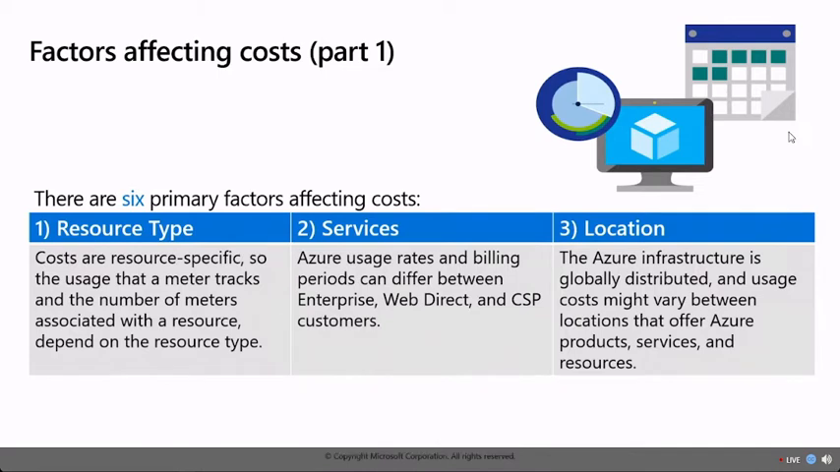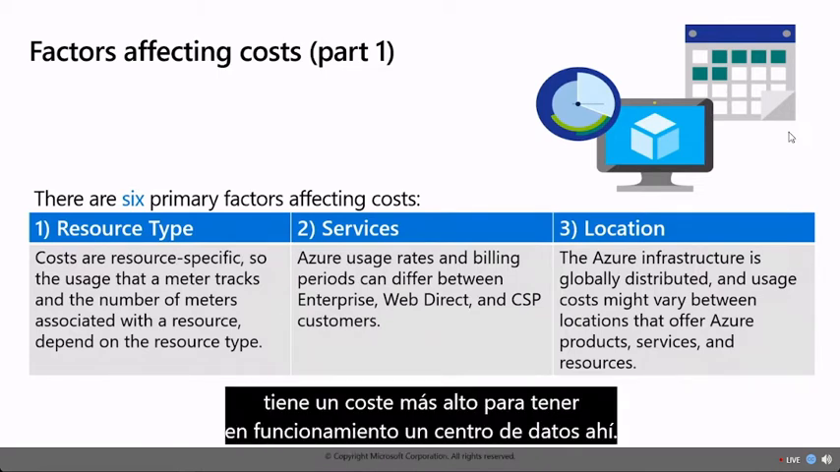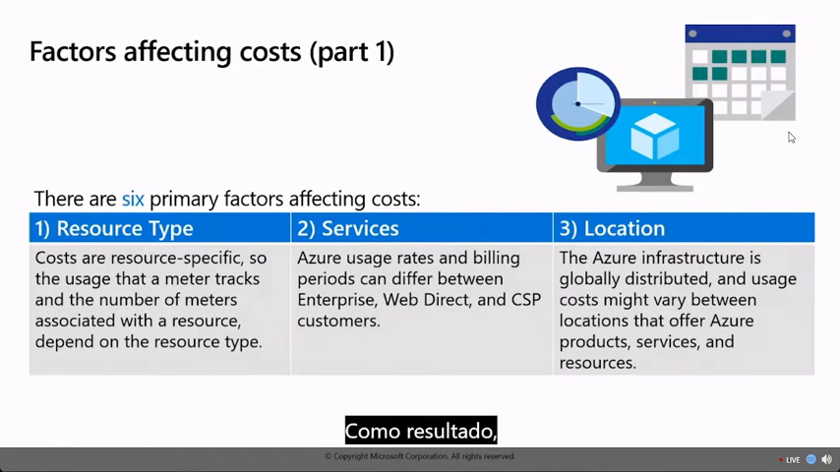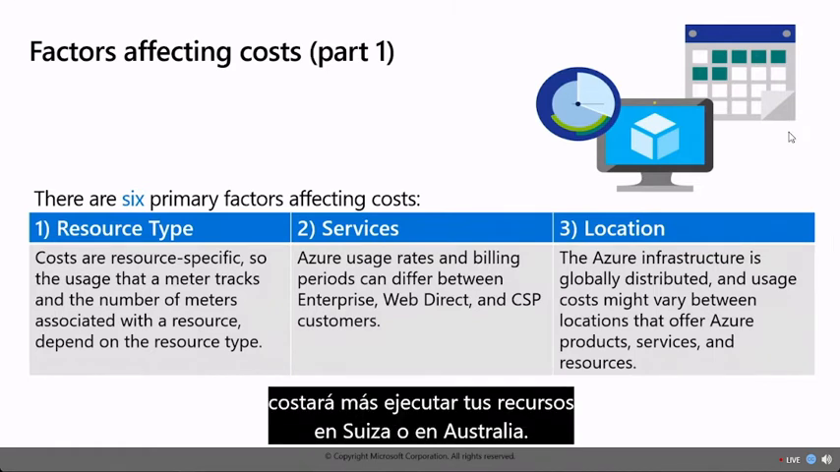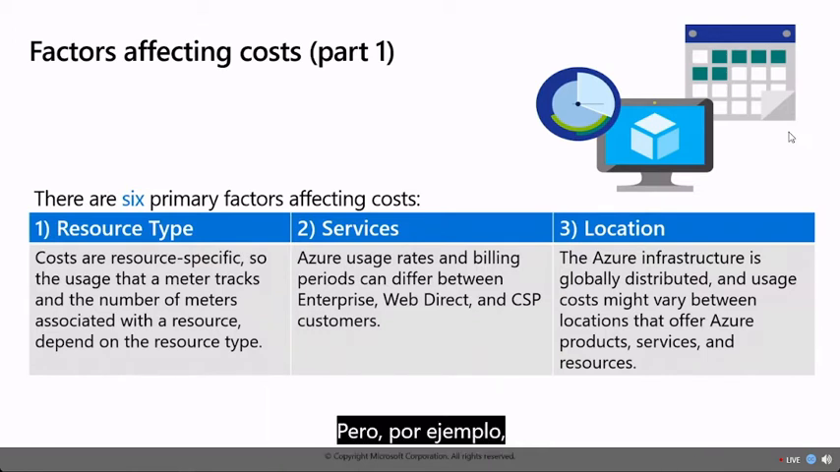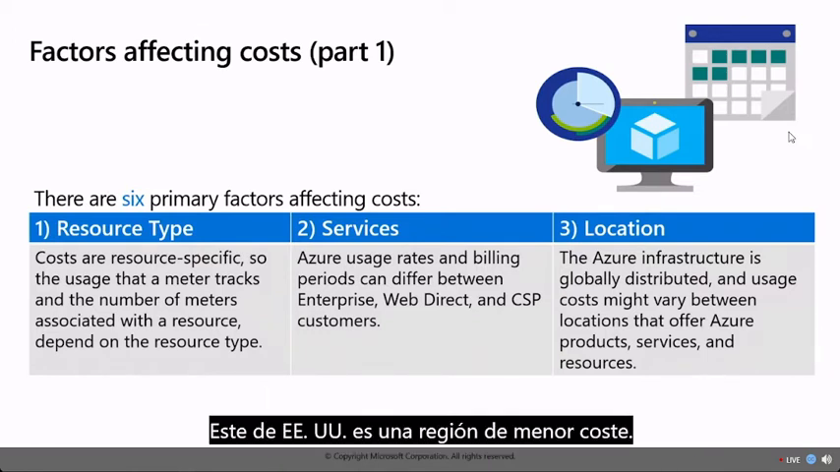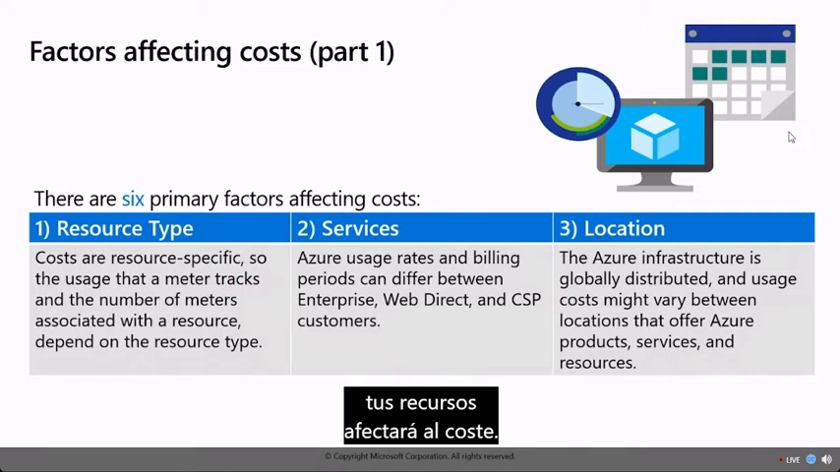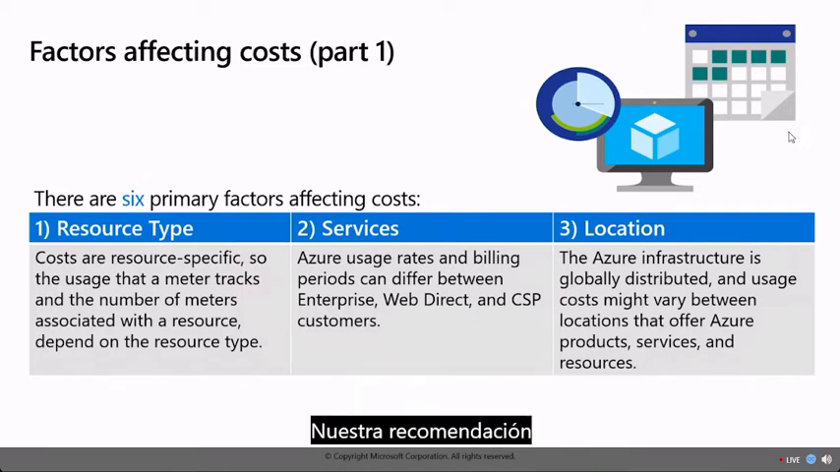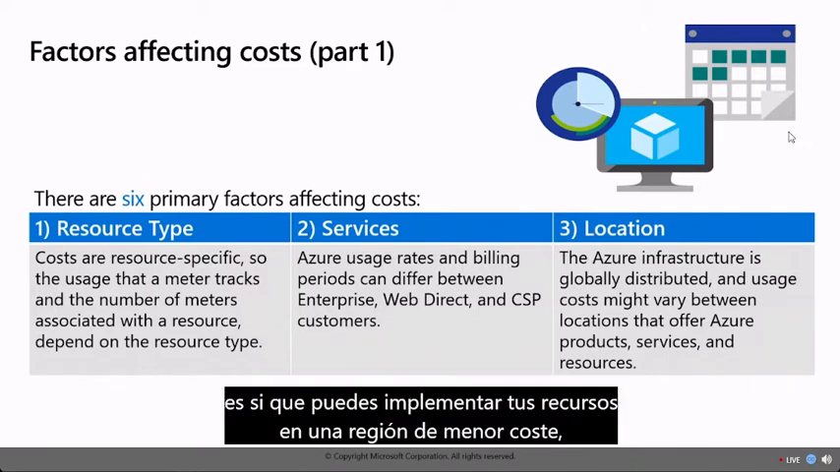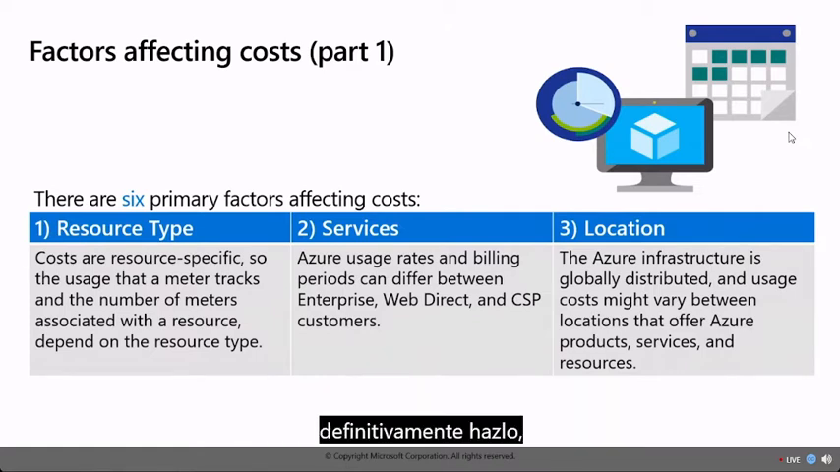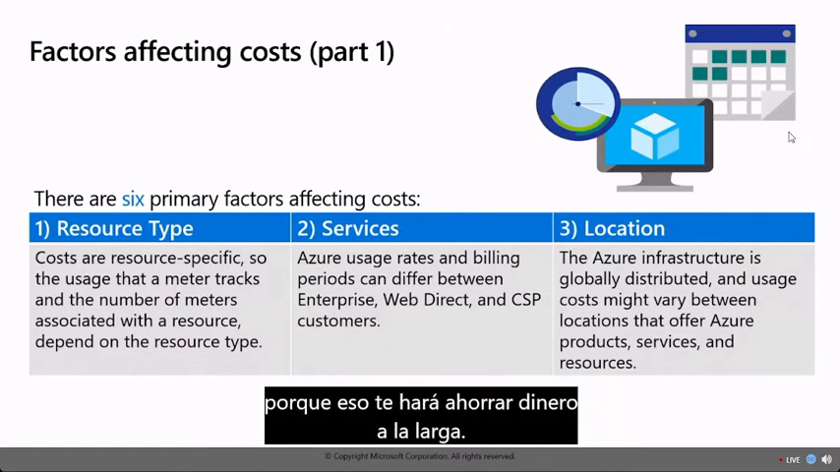Switzerland, for example, does have a higher cost to operate a data center there. So as a result, it does cost more to run your resources in Switzerland or Australia. But for example, East US is actually a lower cost region. So where you deploy your resources is going to impact the cost. Our recommendation is if you can deploy your resources in a lower cost region, definitely do that, because that will save you money in the long run.